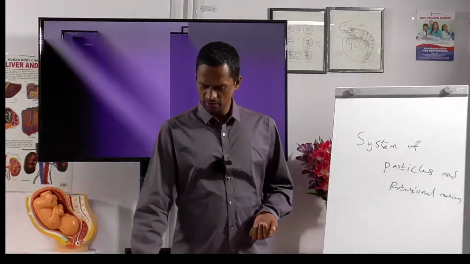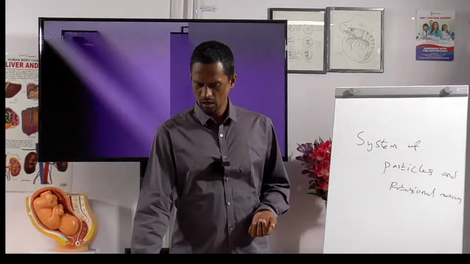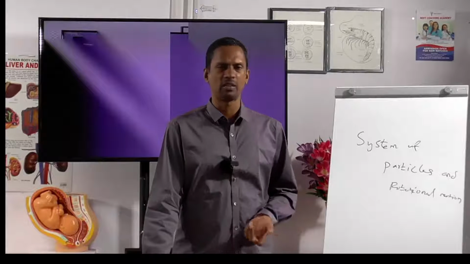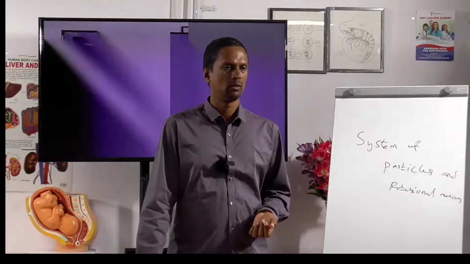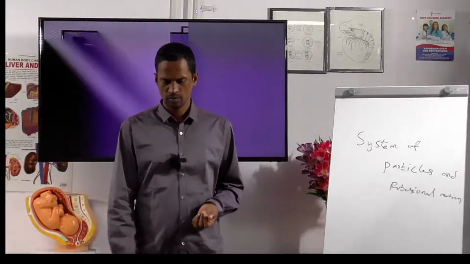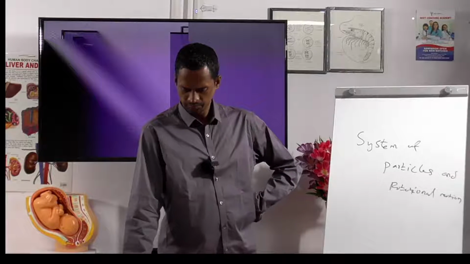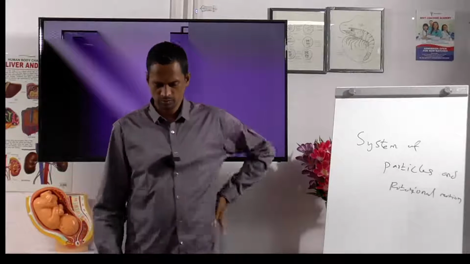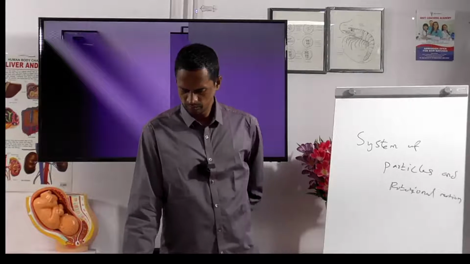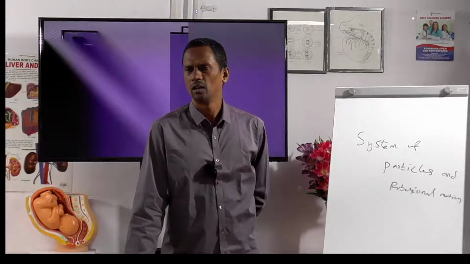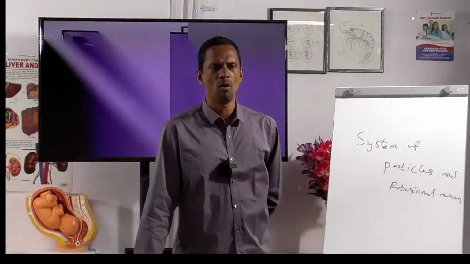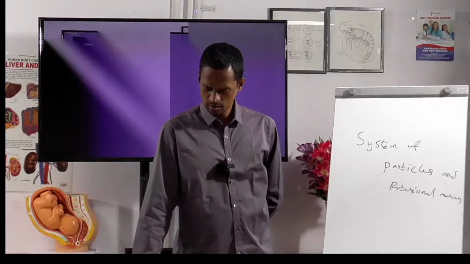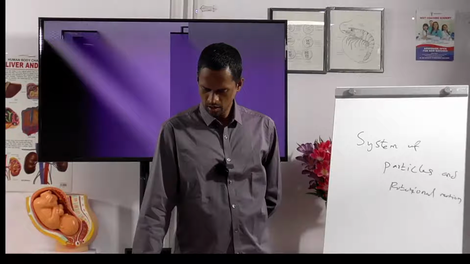Omega is equal to omega 0 plus alpha t. Correct. First is over. Who will tell the second one? Theta is equal to theta 0 plus omega 0 t plus half alpha t square.